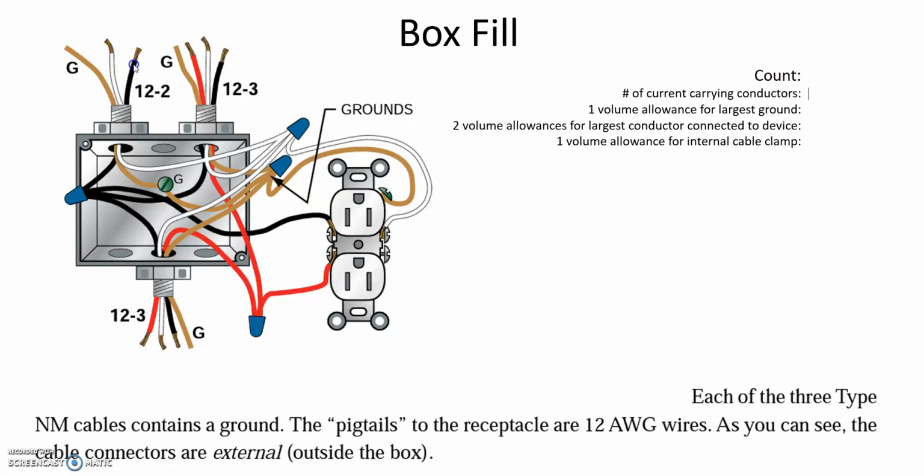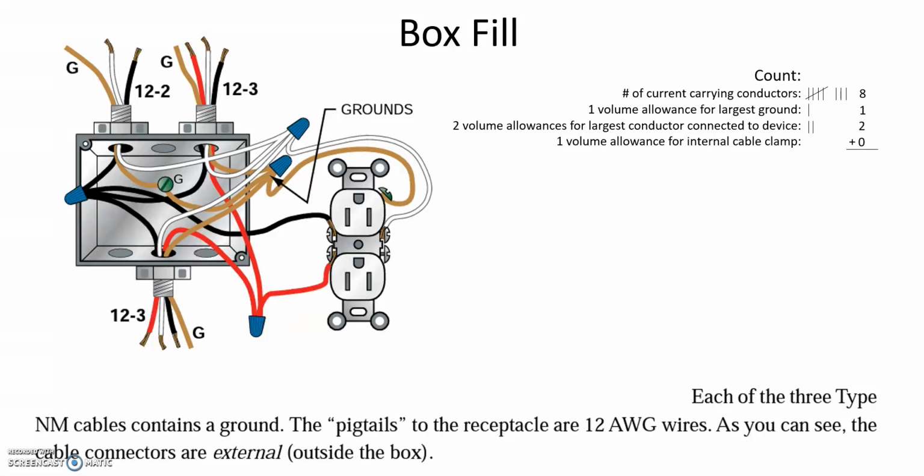So we have 1, 2, 3, 4, 5, 6, 7, 8. So I think we got them all there for a grand total of 8. Remember, we're not worried about these little pigtails. They don't have to count in our grand total count. So 1 volume allowance for the largest ground. I know that these grounds are all number 12s. I only have to count 1 volume allowance period, so I have a 1 for a total there. 2 volume allowances for the largest conductor connected to a device. Largest conductor in this box is 12, so I'm going to have 2 volume allowances for number 12 for your connected device. And then internal cable clamp, we don't have any, so quite simply that's a 0.